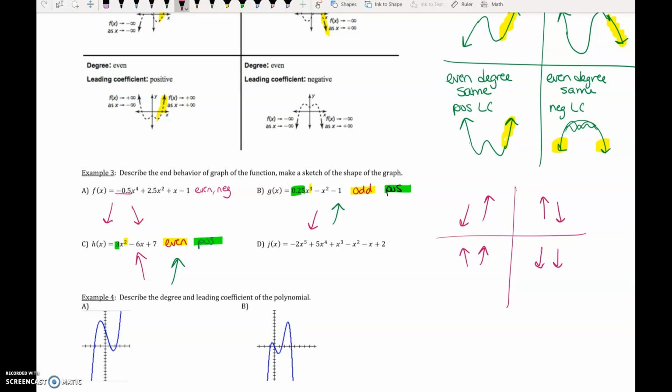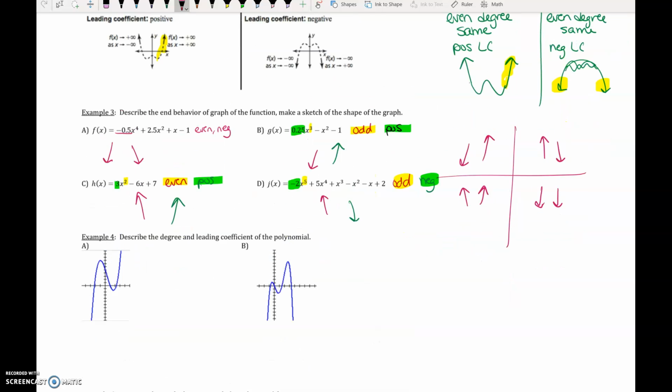D, our degree is odd. 5 is an odd number, so our degree is odd. Our leading coefficient is clearly negative. So the right side will point down and the left side is going to point in the opposite direction. So I always start with the leading coefficient to tell me what the right side is going to do. And then I look at, is it odd or even? Is the other side going to do the same or different?